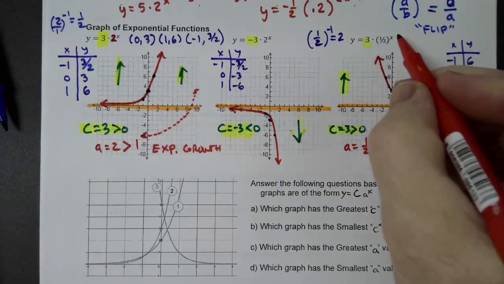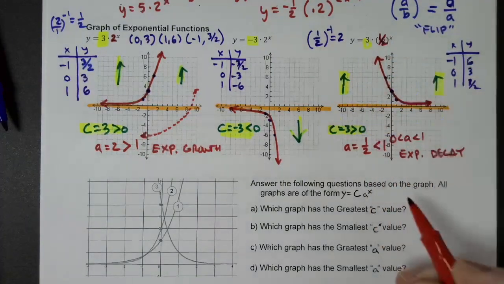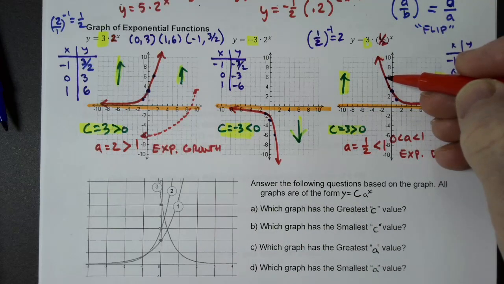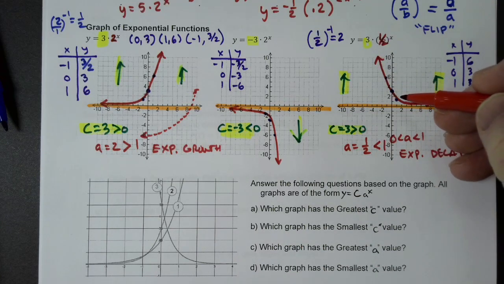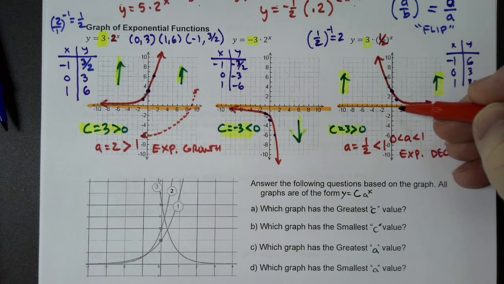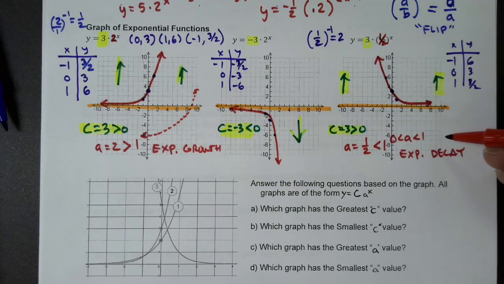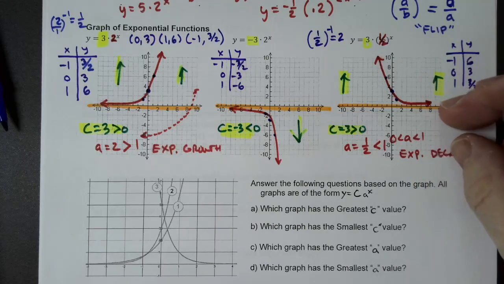But this one is 1/2. Every time we increase x, we're half as big as we were. We were at 6, went to the right one, we're half of 6, we're at 3. We went to the right one, we're half as big, we're at 3/2. Then we'll be at 3/4. Then we'll be at 3/8. And you can see that fraction gets smaller and smaller.